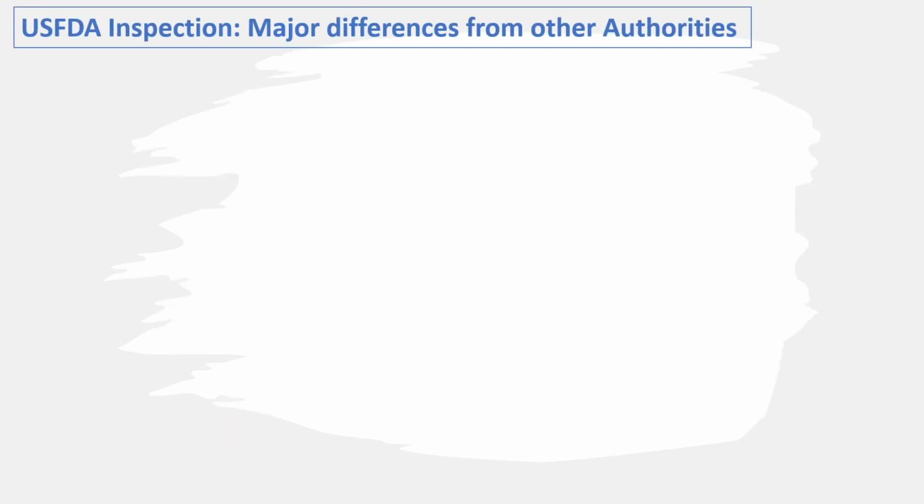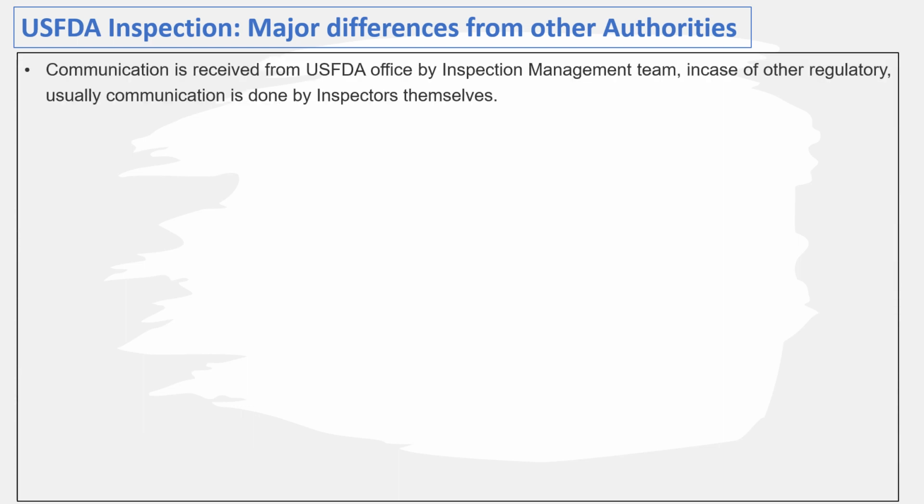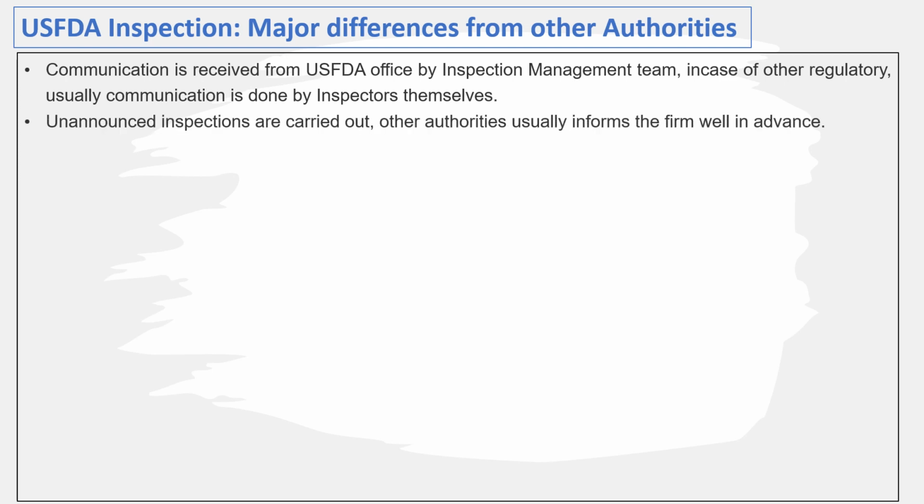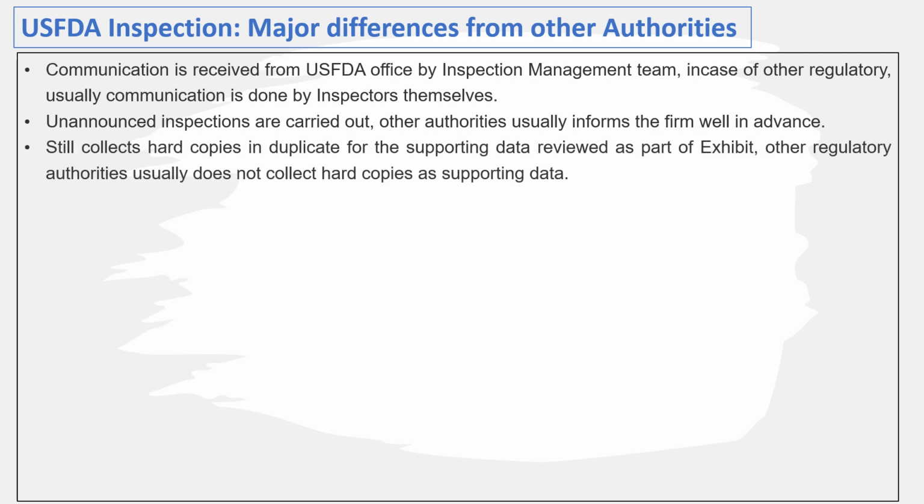And finally, we move to the major differences of the USFDA inspection with the other regulatory authorities. Okay, so the first is communication. For any USFDA inspection, as we have seen in the previous slide, communication is from the USFDA office by the inspection management team. However, in case of other regulatory authorities, usually the communication is done by the inspectors themselves with the site management. Unannounced inspections are carried out by the USFDA. However, other regulatory authorities usually tend to pre-plan an inspection and do it.